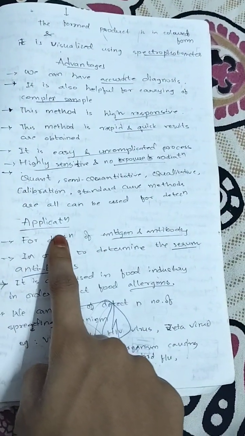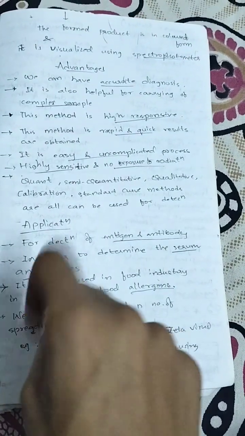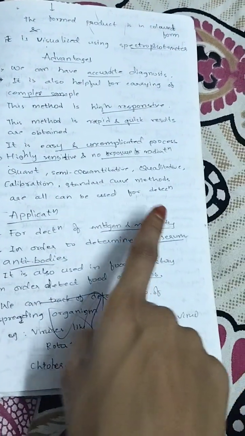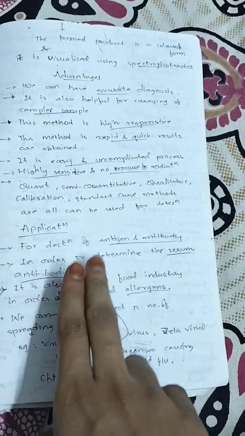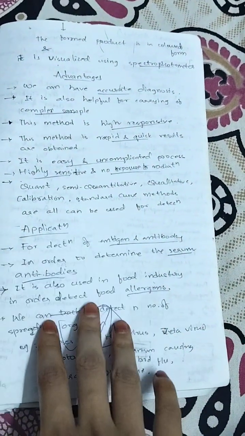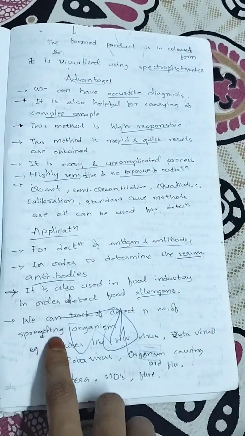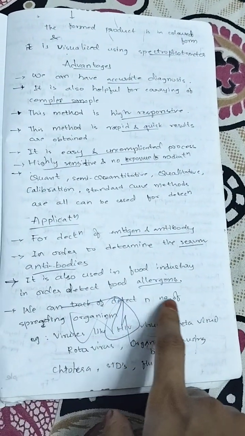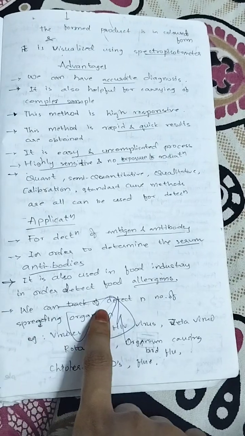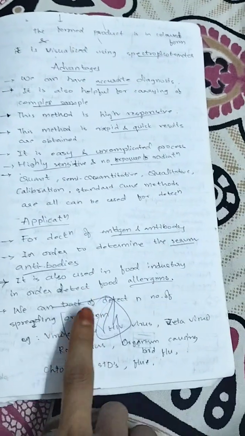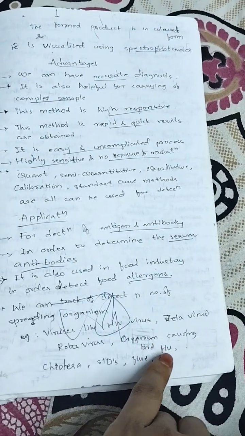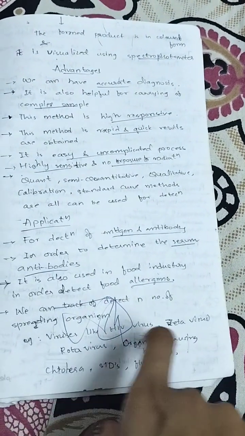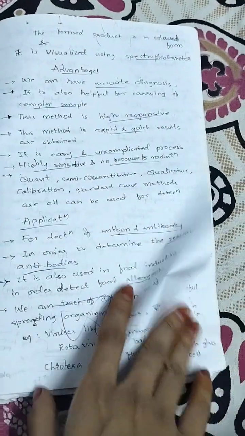Now, applications. The applications are detection of antigen and antibody, determination of serum antibodies, and use in food industries for detection of food allergens. We can detect a number of spreading organisms like HIV virus, STDs, flu, organisms causing bird flu, cholera, Zika virus, rotavirus, etc.